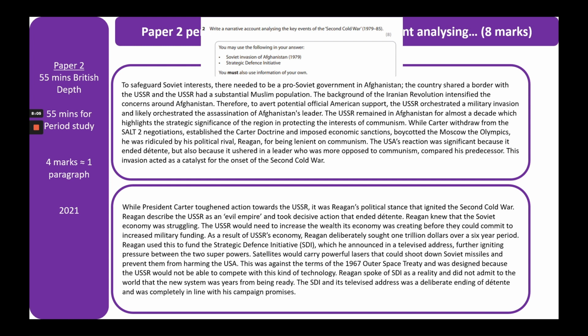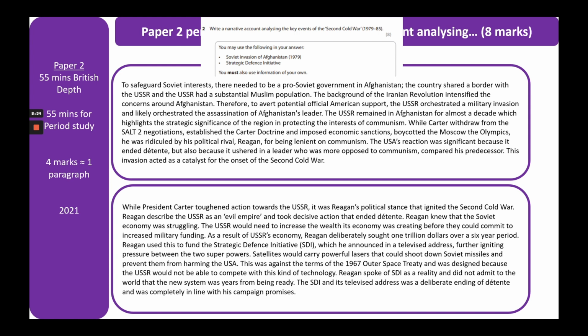Reagan used this to fund the Strategic Defence Initiative, which he announced in a televised address, further igniting pressure between the two superpowers. Satellites would carry powerful lasers that could shoot down Soviet missiles and prevent them from harming the USA. This was against the terms of the 1967 Outer Space Treaty and was designed because the USSR would not be able to compete with this kind of technology. And there's what's changed. Now it's the consequences.